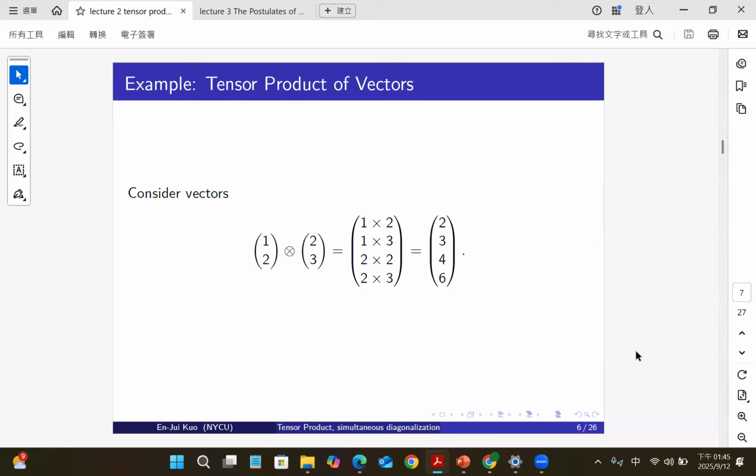Okay, so for example, you get a vector as 1, 2 and a vector 2, 3. The formula, just forget about it. You just put this 2, 3 into the first one, so 1 times 2, 1 times 3. So you have 2 and 3, and you put 2, 3 into 2. You get 2 times 2 is 4, 2 times 3 is 6.